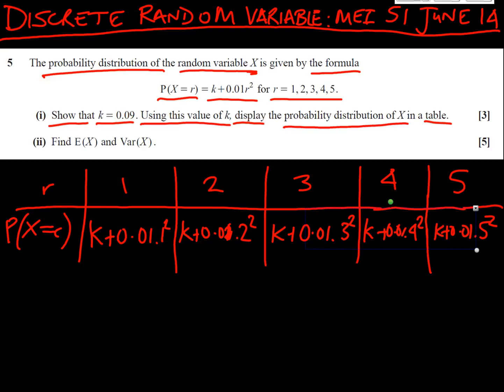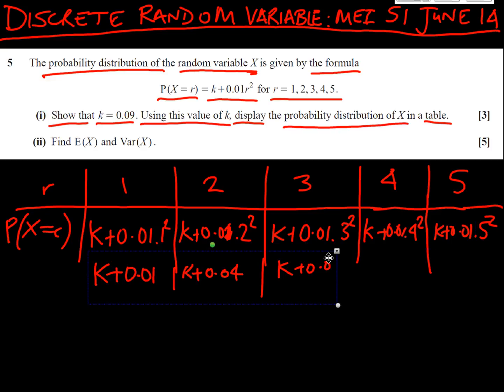So what are these values? We can just simplify them and put them in below. So k plus 0.01, then k plus 0.04, just working out this second term, k plus 0.09, and k plus 0.16, and finally k plus 0.25. So that's all in terms of k.